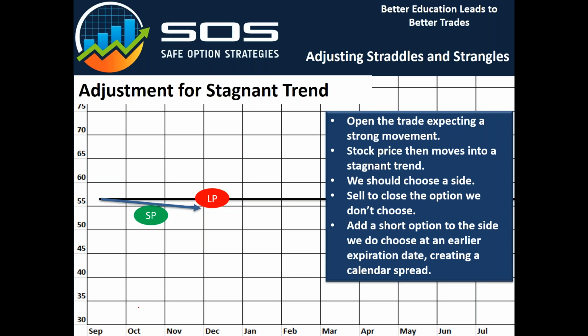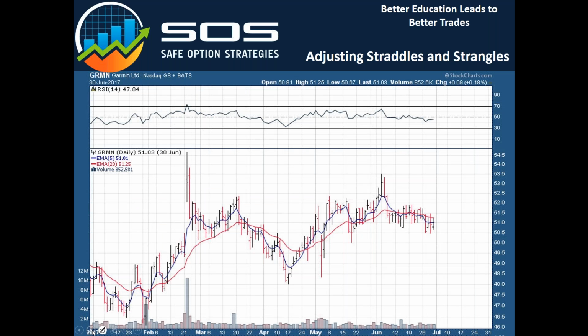You might wait a little bit for the puts to get profitable and then adjust the other direction. So there are different ways to do this. But as a general rule, you're going to leave the option open that is gaining value in the trade. Now, this is oftentimes what we have happen. We see all of the calculations are there to get into a straddle or strangle.